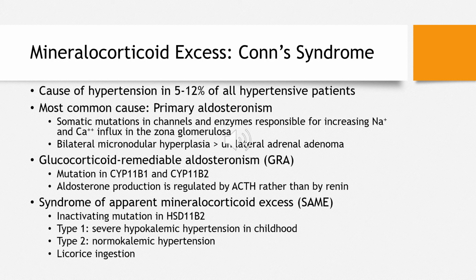Another important cause is an excess binding of MR by a steroid other than aldosterone. Remember that cortisol and aldosterone are potent activators of MR. However, cortisol is rapidly inactivated to cortisone. Thus, only aldosterone normally activates the MR. There are two types of this disease. Type 1 causes severe hypokalemic hypertension in childhood, and type 2 causes normokalemic hypertension.